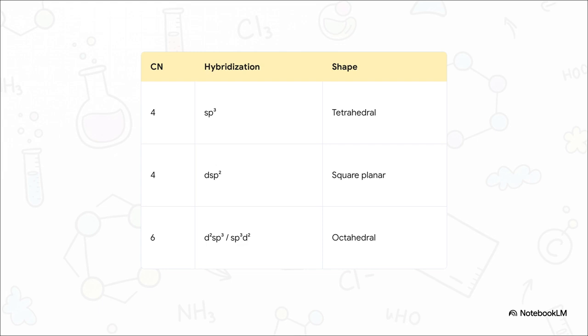Depending on your coordination number, you get very specific hybridizations and shapes. A coordination number of 4 gives us either a tetrahedral or square planar shape. A coordination number of 6 locks us right into an octahedral shape. So VBT really gives us the core architectural frame.